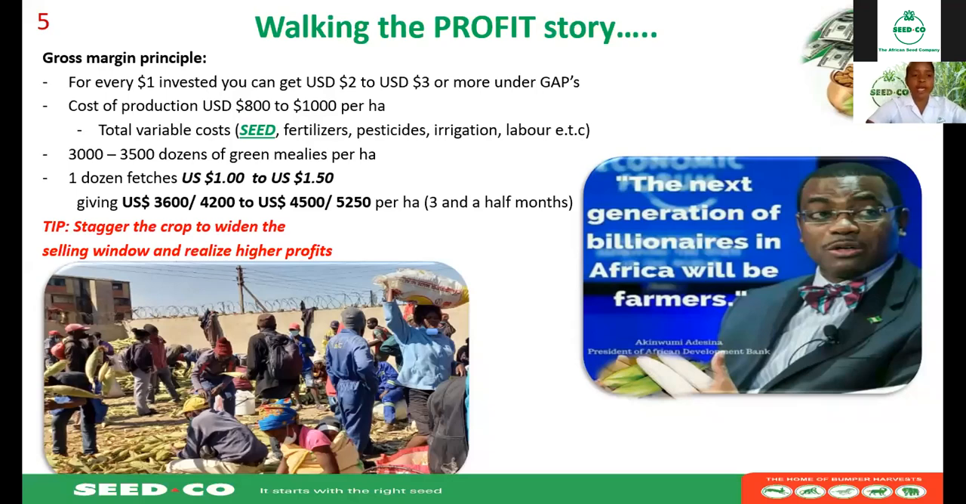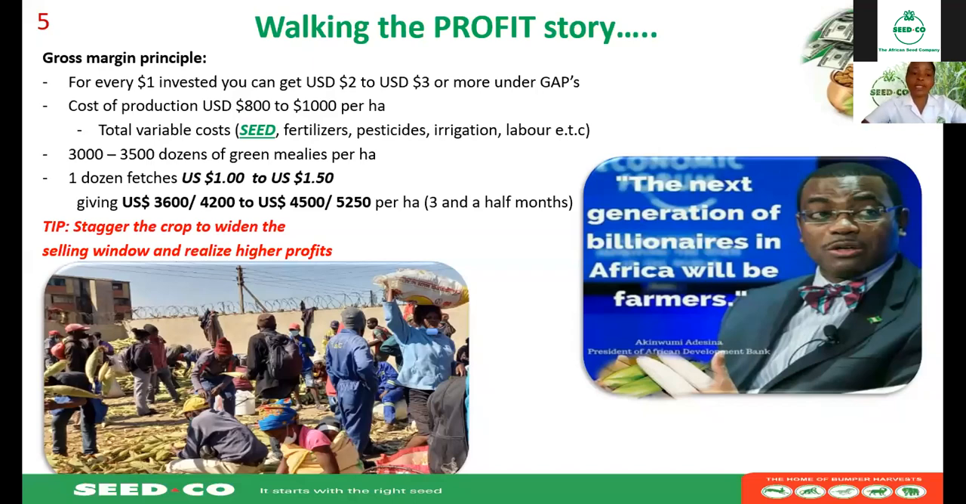And we also see that one dozen can fetch between $1 to $1.50. So here we are being conservative, as you have heard from the Mbaremsika team, where at this time they are fetching between $2 to $3 because of the selling window that they have managed to get into, as well as the demand and supply matrix, which promotes the sale of the green mealie crop at a time when most people do not have a crop on the market. So now they are fetching between $2 to $3 per dozen, depending on, number one, the size of the crops, number two, the time they are selling, as well as the variety that they will have selected.